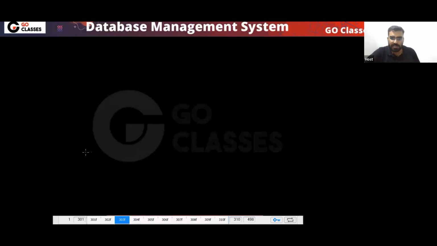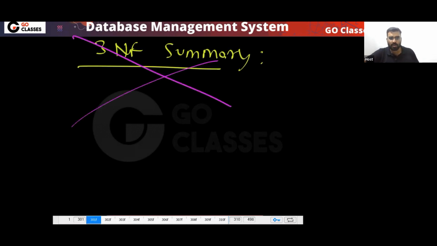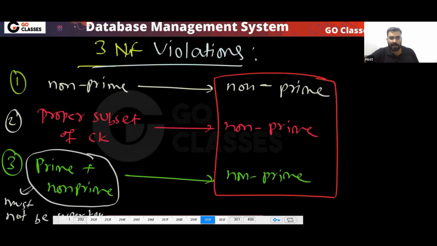Mavit is asking, can we say a combination of non-prime and prime? A non-prime attribute is a non-prime attribute. Mavit, a combination of non-prime attributes cannot determine a prime attribute, but a combination of non-prime attributes can determine a non-prime attribute. Here you can have non-primes. You can have multiple non-primes also, no problem.